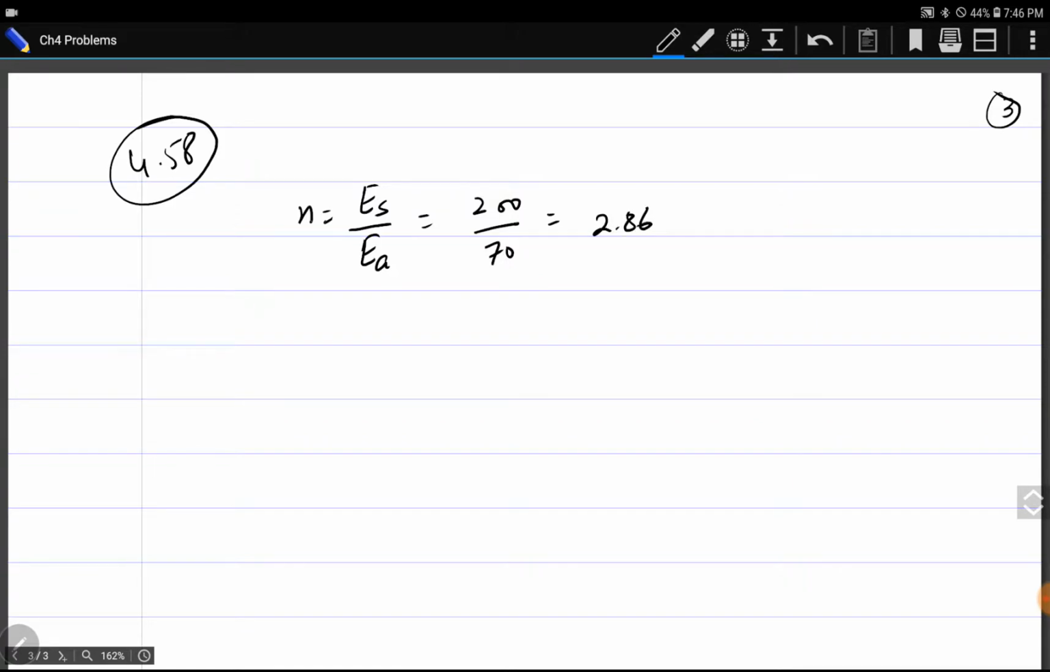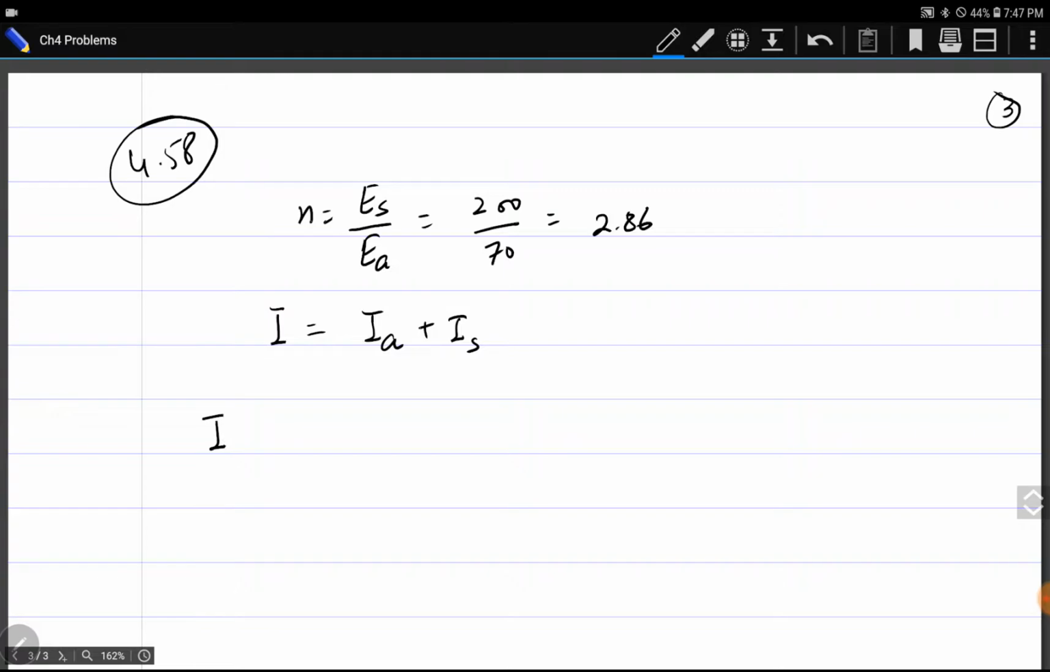Now we have to find I. Since it is a circle, for a circle I is equal to pi by 4 radius power 4. It is a hollow cross section, so outer radius power 4 minus inner radius power 4. Total I is equal to I for aluminum section plus I for steel section. We have replaced steel with the aluminum section.